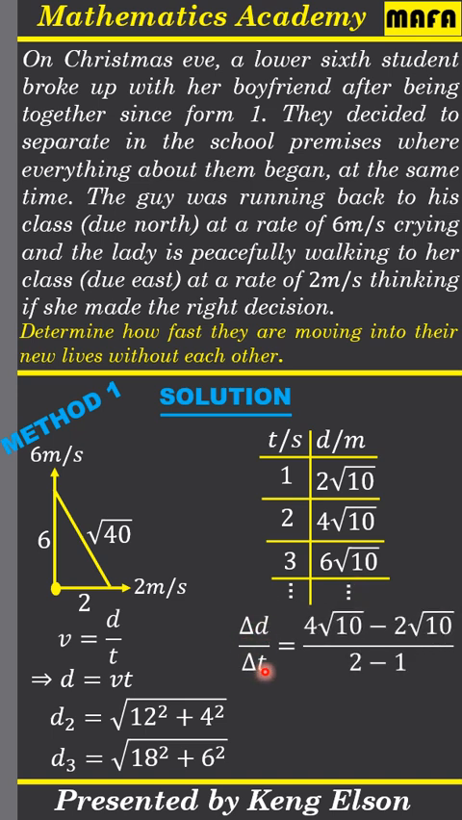So the change in distance over change in time is basically how fast they are moving into their new lives without each other after they separated. If I do 4 root 10 minus 2 root 10, I'll divide it by 2 minus 1. Or if I do 6 root 10 minus 4 root 10, I'll divide it by 3 minus 2. In either case, I'm going to have a constant value of 2 root 10 meters per second. So they are moving at a rate of 2 root 10 meters per second into their new lives without each other. Now we are going to use the second method.